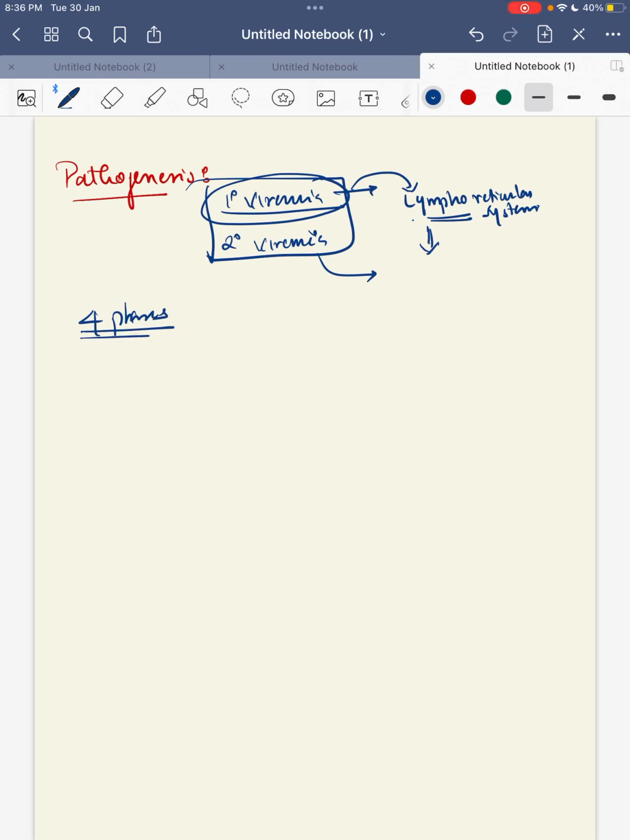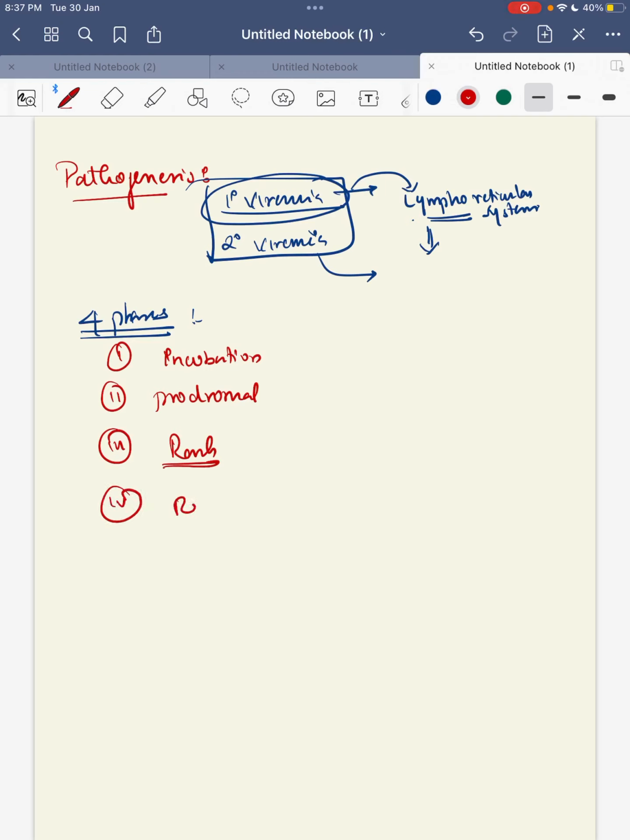Here in measles, there are 4 phases. The first is the incubation period. The second is the prodromal phase or prodromal illness. The third is the rash phase, called the exanthematous phase, and the fourth is the recovery phase. These are the 4 phases.